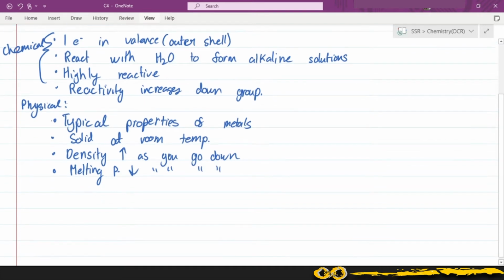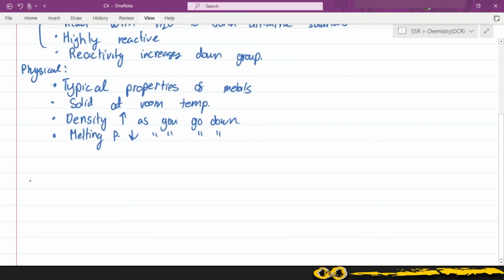Let's move now into the group 7 elements, or the halogens. You may find these labeled as group 17 on some periodic tables. The chemical properties of the halogens come from the fact that they are only missing one electron in their valence shell, so they need one more electron in order to have a full stable shell, and this makes them very reactive.